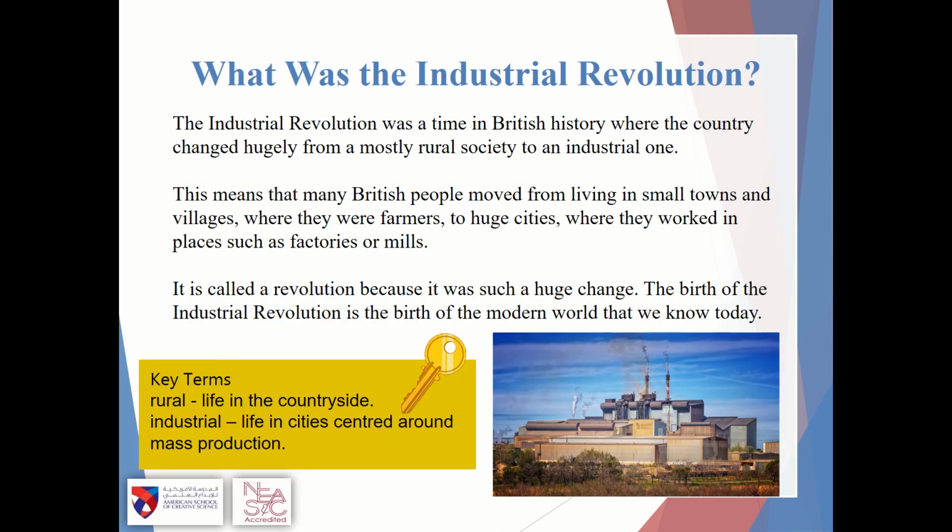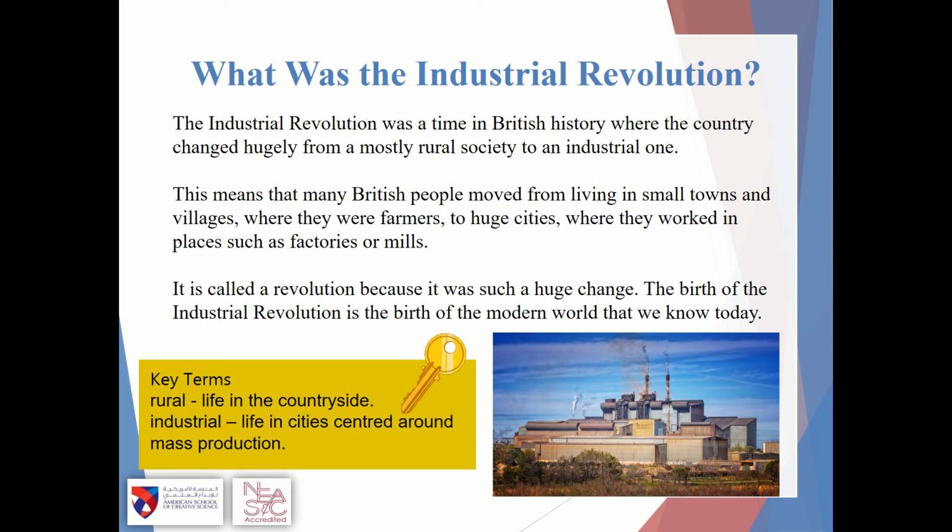So what was the Industrial Revolution? The Industrial Revolution was a time in British history where the country changed hugely from a mostly rural society to an industrial one. This means that many British people moved from living in small towns and villages where they were farmers to huge cities where they worked in places such as factories or mills. It's called a revolution because it was such a huge change.